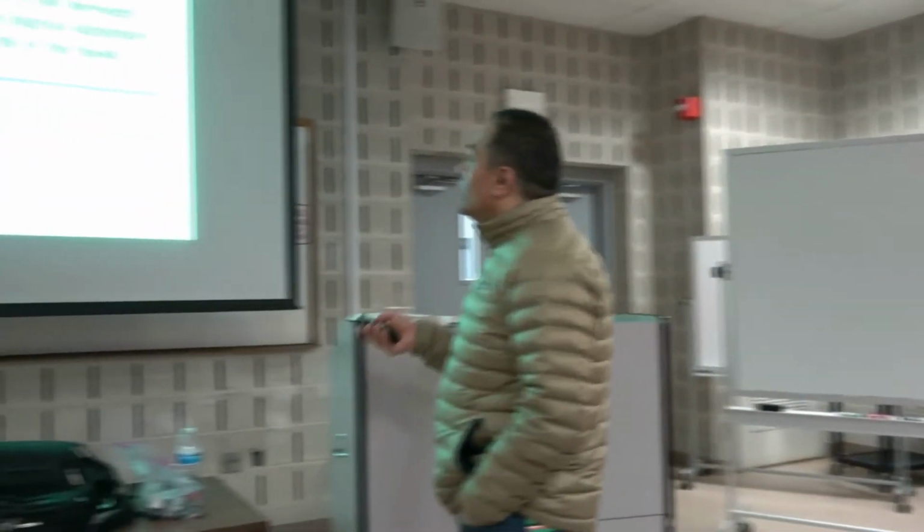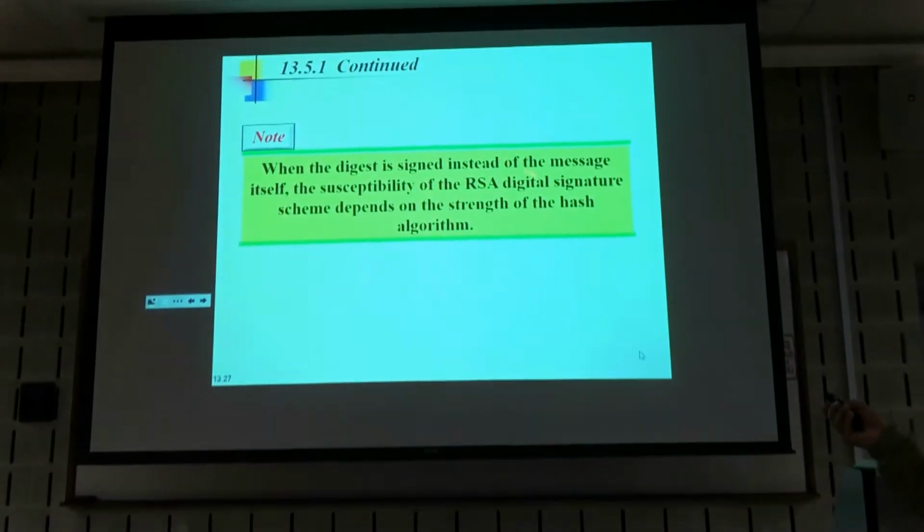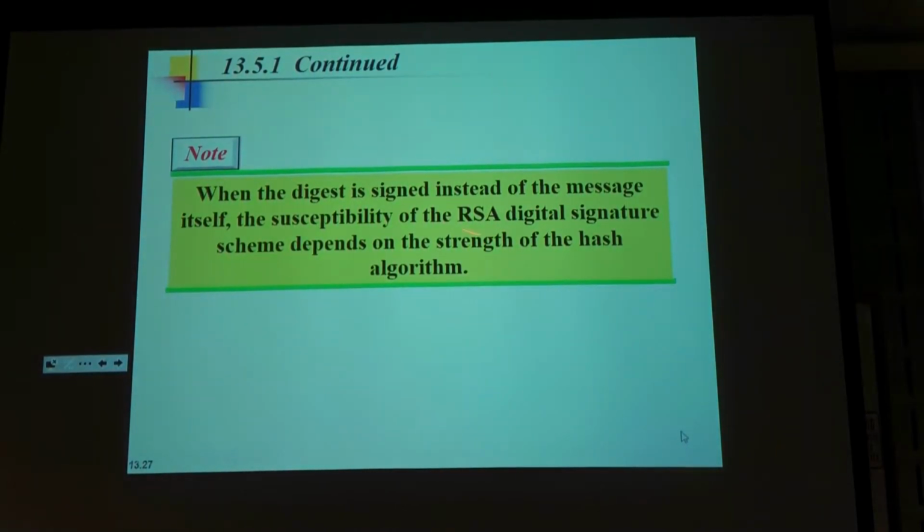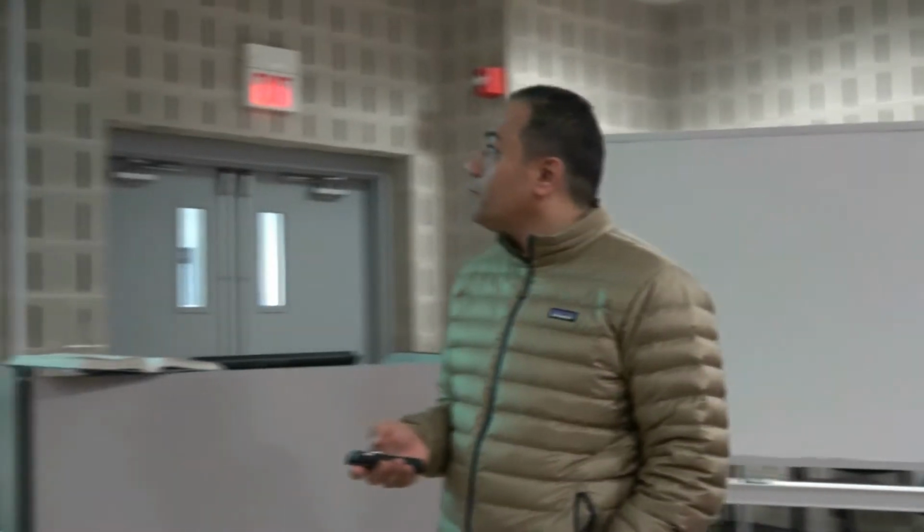This also gives you more security. When the digest is signed instead of the message itself, the security of the RSA digital signature scheme depends on the strength of the hash algorithm. The stronger the hash algorithm, the more secure it is. So don't use a very weak one like MD2. Use SHA-512, for example, for creating the hash. So it becomes the strength of the hashing function.